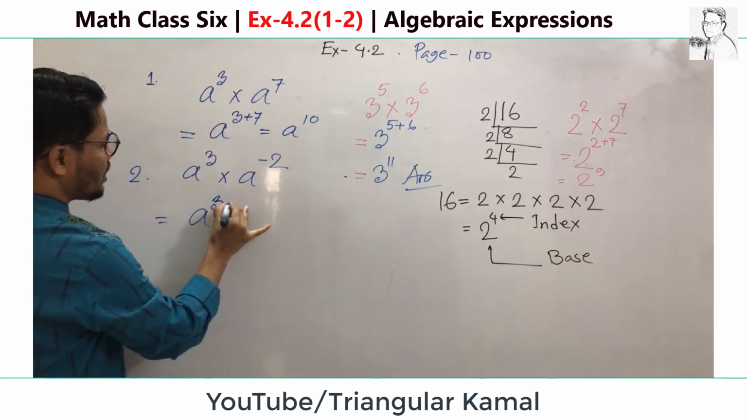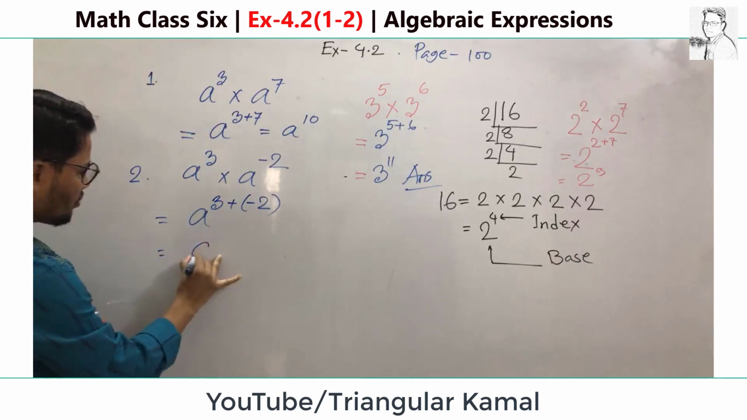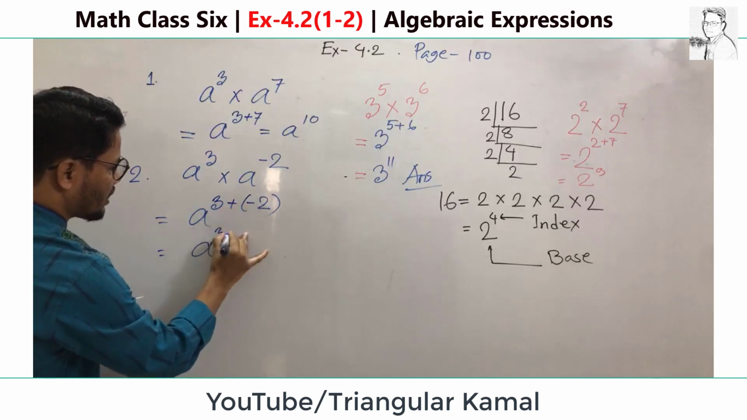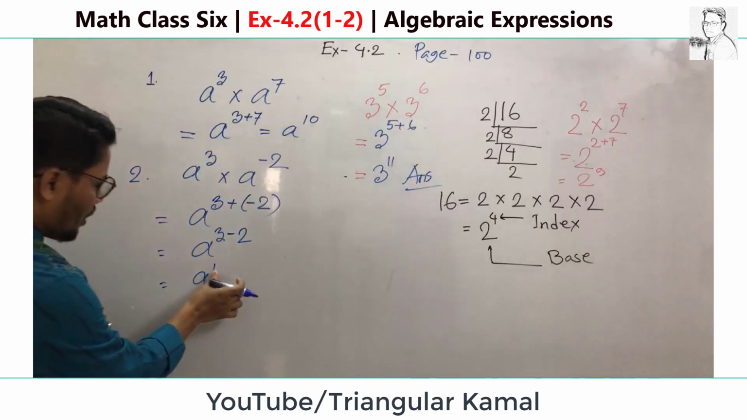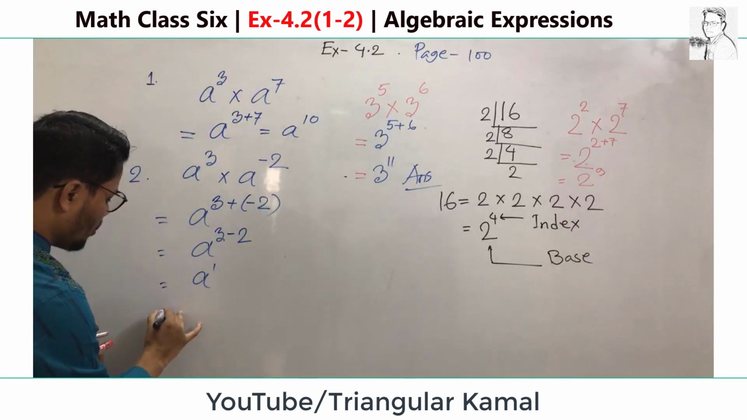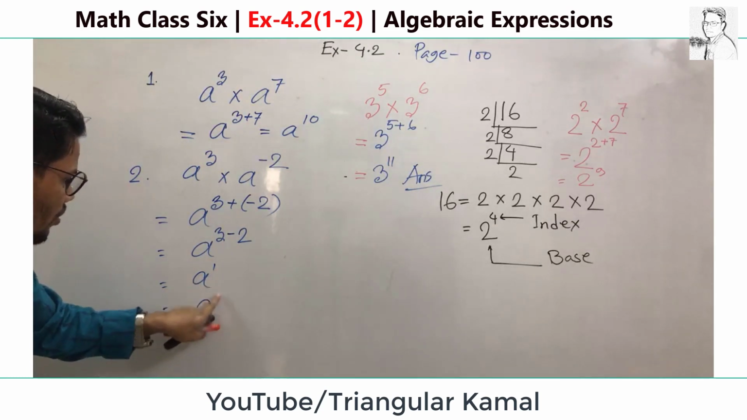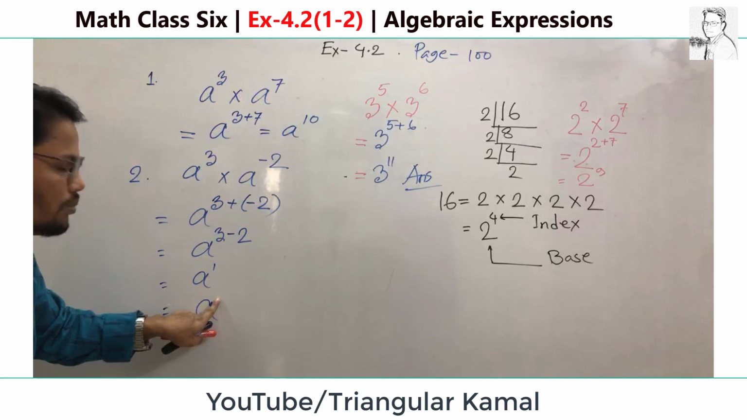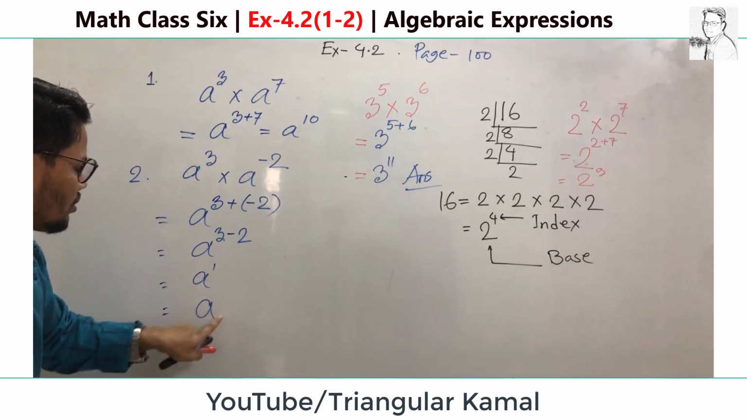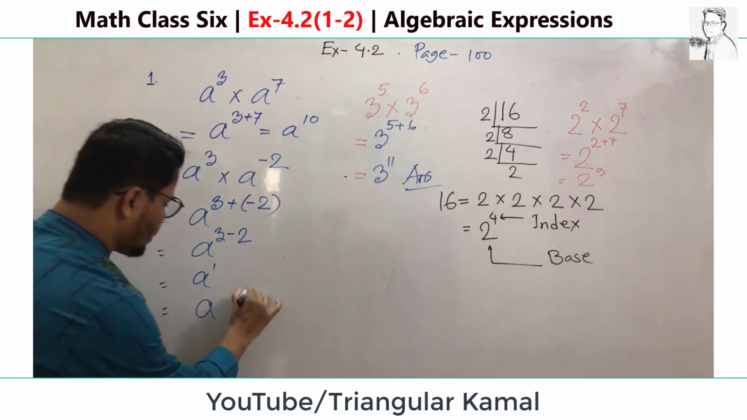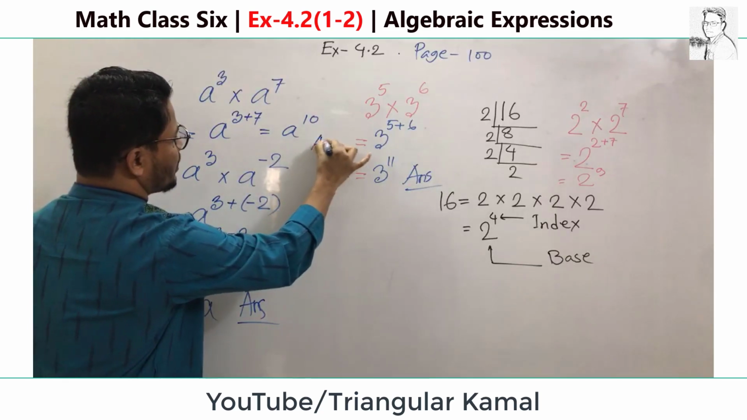But here we can see a, this is the power 3 and this is minus 2. So 3 add with minus 2. This one will be 3 plus minus 2 and this is a to the power 1. So this is a to the power 1, or we can write here only a. Only a and a to the power 1, they are the same. There is also an invisible index 1. This is the visible index. So a to the power 1, you can write here only a. This is our answer. And here a to the power 10 is our answer.